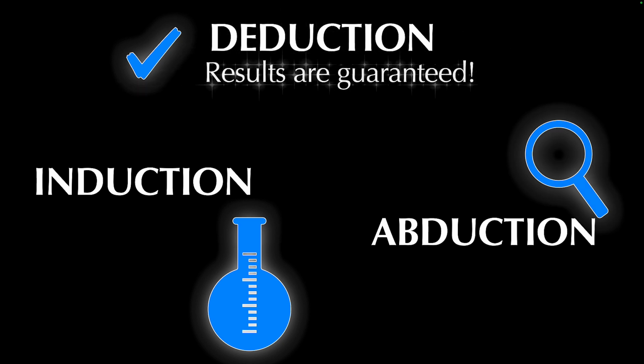Deduction is the most accurate. In deduction, if the premises are true, the conclusion has to be true. It's like arithmetic. 1 plus 1 is always 2.